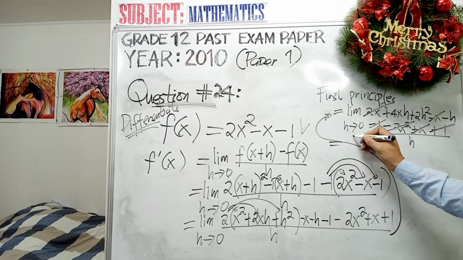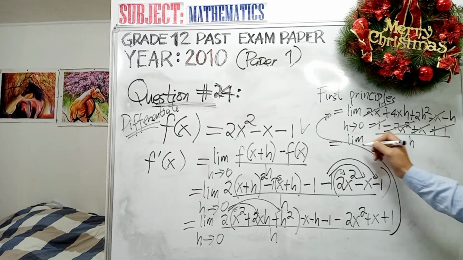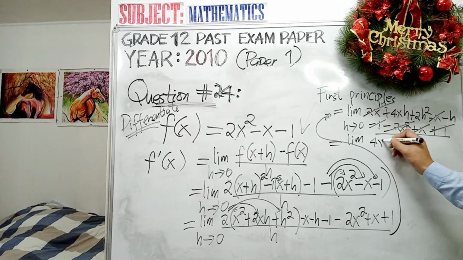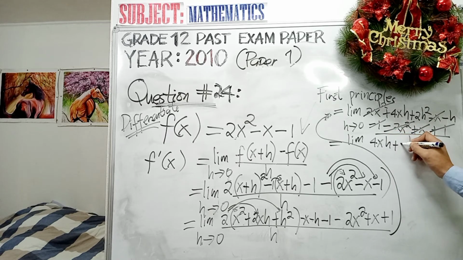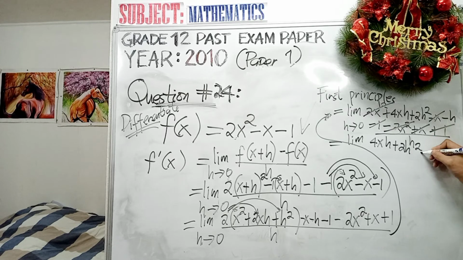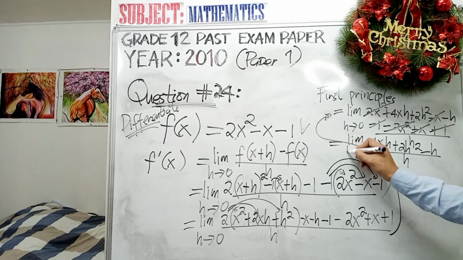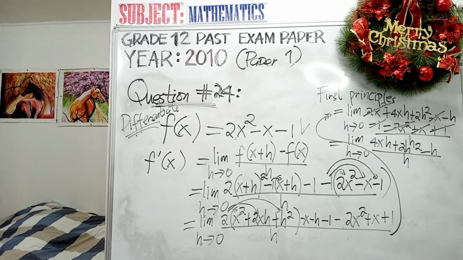So now we have to rewrite the limit of 4xh plus 2h squared minus h, all over h as h approaches 0. So let's come now to this side. We can now simplify this. So we have 4xh plus 2h squared minus h all over h as h approaches 0.